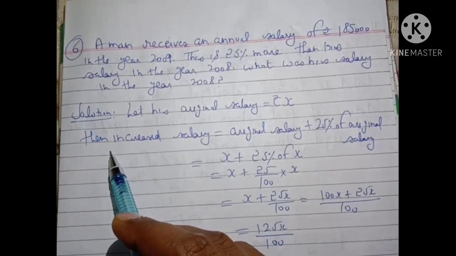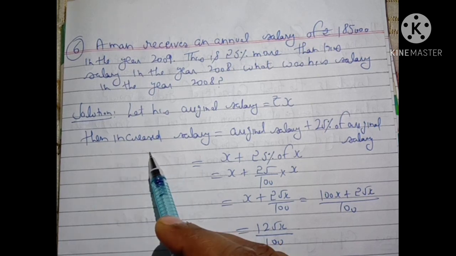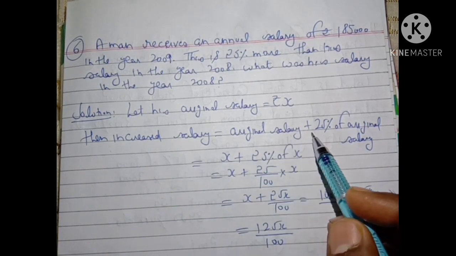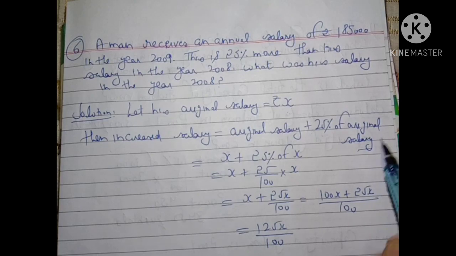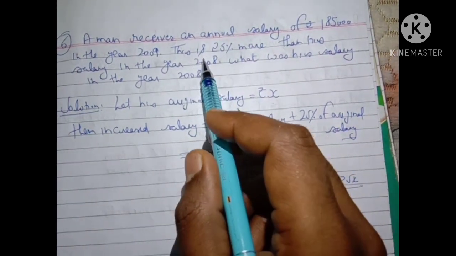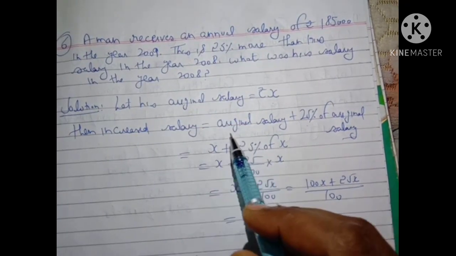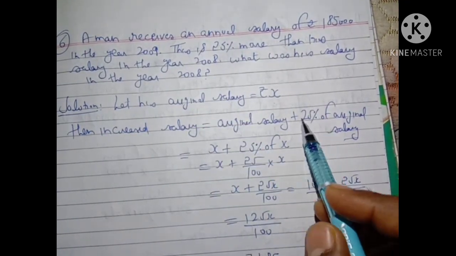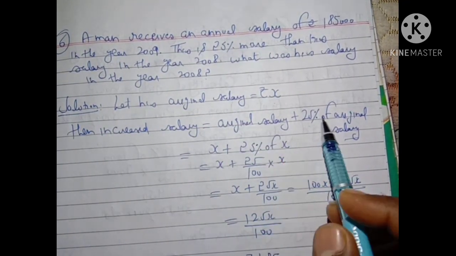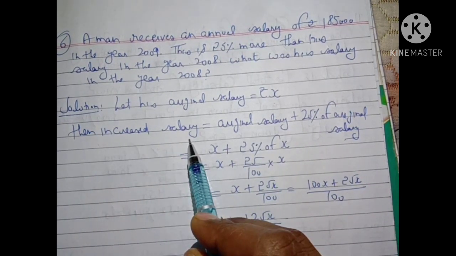And now we have to find his increased salary. His increased salary is equal to original salary plus 25% of original salary. Why? Because his salary was increased by 25% in 2009. It means we have to add 25% to the original salary. That way we can find his increased salary.